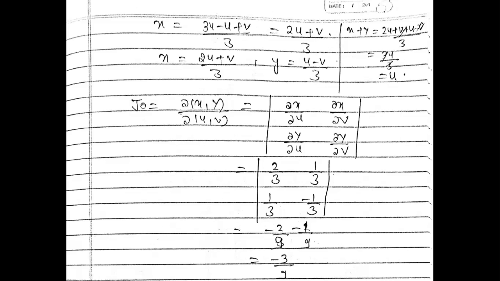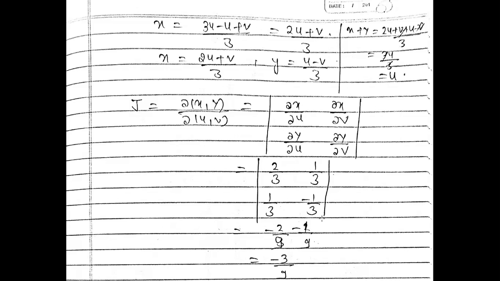Now for the Jacobian, we need del x upon del u, del x upon del v, del y upon del u, del y upon del v. So del x upon del u means x is differentiated partially with respect to u, so it will be 2 by 3. The v upon 3 term will be 0 because we consider it as a constant. Del x upon del v: 2u upon 3 gives 0, and v upon 3 differentiates to 1 by 3. Del y upon del u means u by 3 is differentiated with respect to u, so it will be 1 by 3, and del y upon del v is minus v upon 3, that means minus 1 by 3.